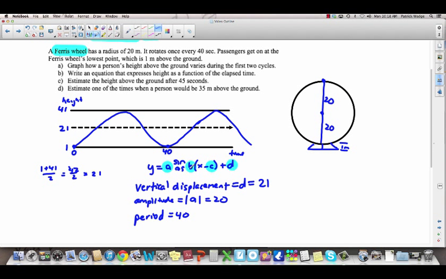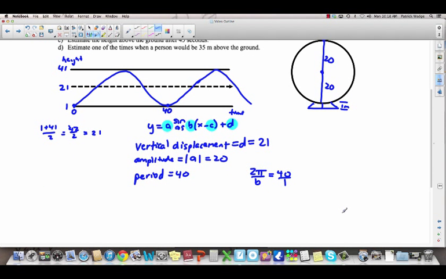However, we don't want to know the period. We want to know what the B value is. Well, remember, period is equal to 2 pi over the absolute value of B. So 2 pi over B has to equal 40. And if we put that over 1 and cross multiply, you get that 1 times 2 pi is 2 pi, and 40 times B is 40B. Then if you divide by 40, you get B equals 2 pi over 40. Let's simplify that to pi over 20. So our B value, B equals pi over 20.